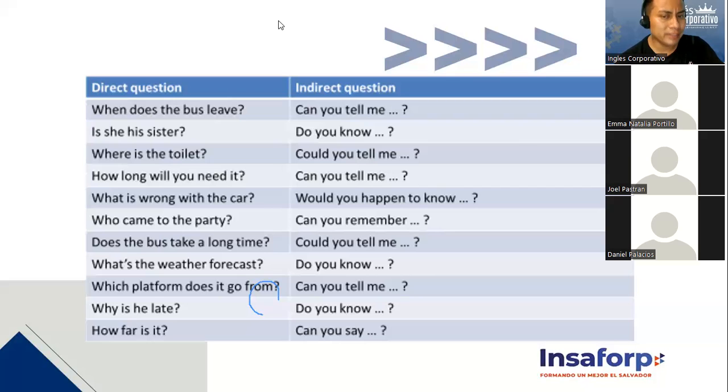And what about the next one? Let's see who hasn't participated. I think we go over again. Emma, next one, please. I was thinking, but I don't have the answer because I don't understand it. Okay. Who came to the party? So who has the answer? Try, please, try. It's okay. Can you say who came to the party? Who came to the party?